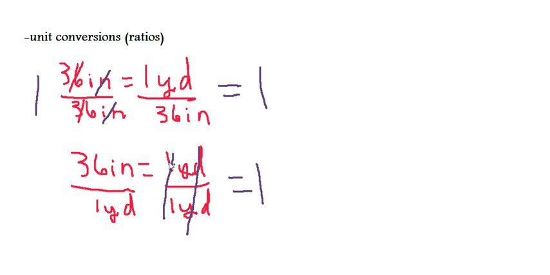So you can see I actually have two different ratios. I could write 36 inches over a yard, that equals 1, or I could write 1 yard over 36 inches. That's also equal to 1. And which way you want to write it depends on the problem itself.